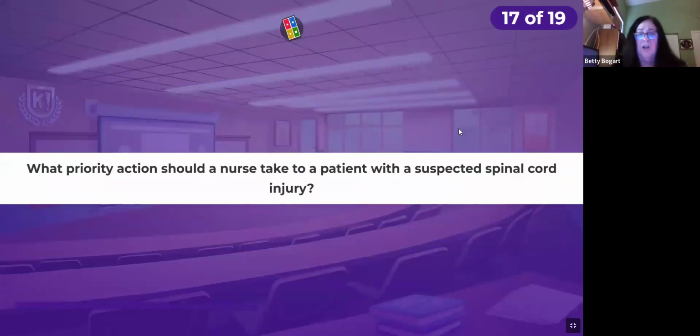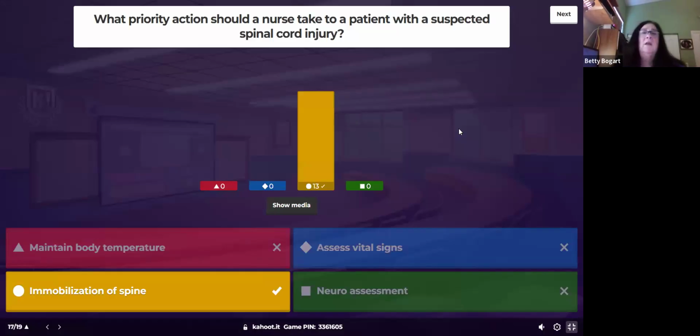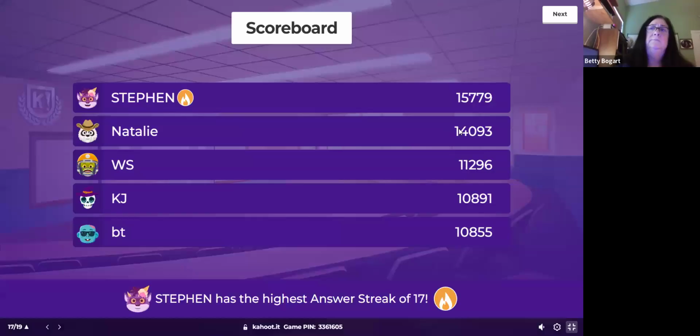What priority action should a nurse take for a patient with a suspected spinal cord injury? So if you are worried about spinal cord injury, number one, immobilize the spine. Because if you don't immobilize it and then you tweak that spine more, they can become paralyzed from the neck down, waist down, it doesn't matter. It's something that could be prevented. So immobilization of the spine is always number one, and then you worry about everything else.